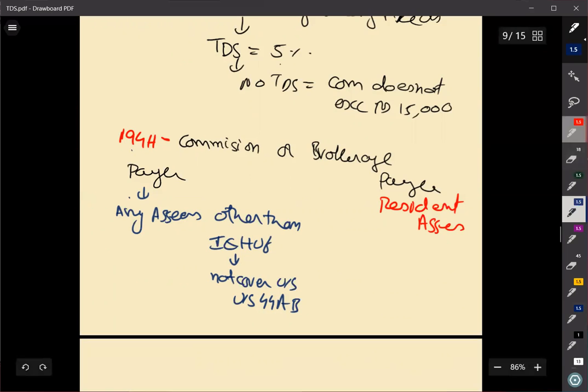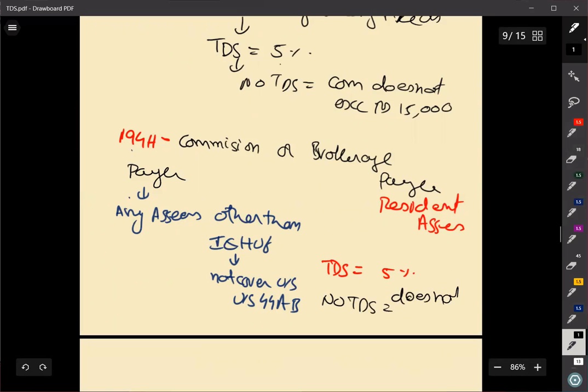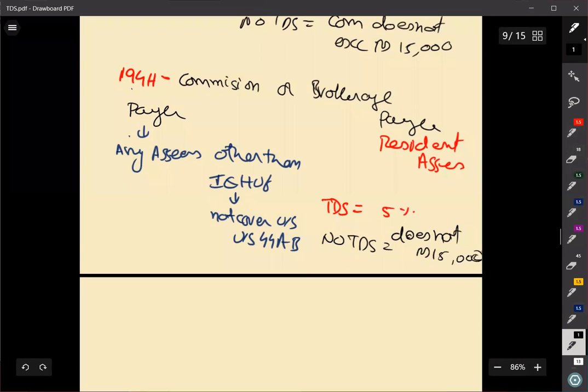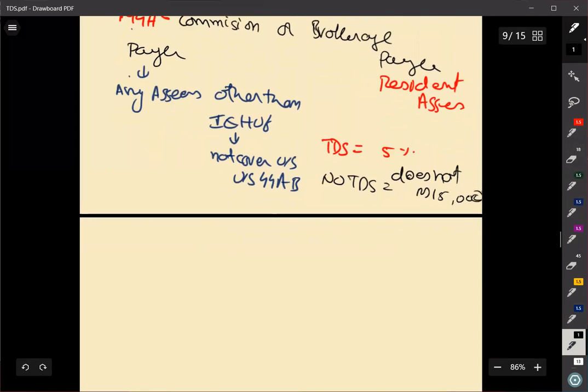What is the rate of TDS? If this section is applicable, the rate of TDS is going to be 5%. No TDS if the commission or brokerage does not exceed rupees 15,000 during the financial year. If it exceeds 15,000, TDS is required to be deducted. That's 194H.